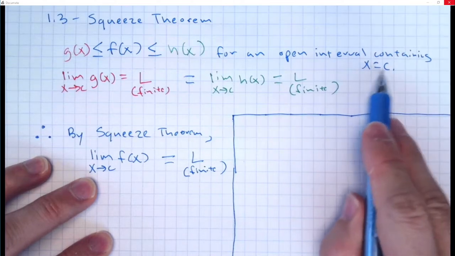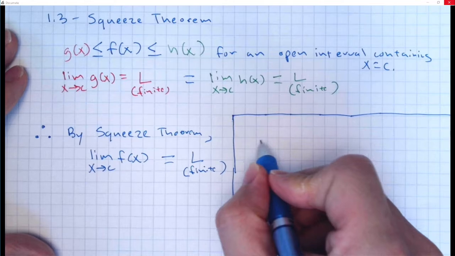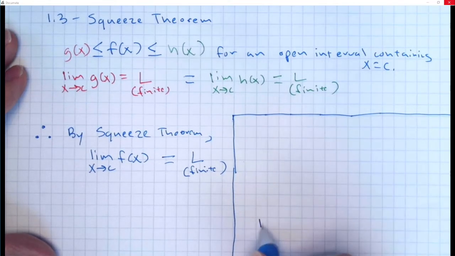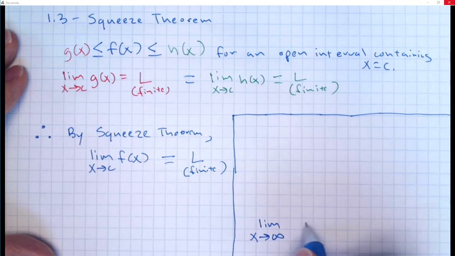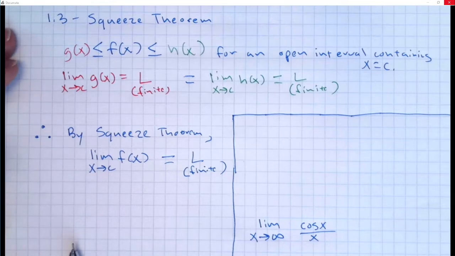And in this case, the c is not even going to be a real number. The c is going to be an infinity. Very common example. What if I wanted to take, leaving myself a strategic gap here, what if I wanted to take the limit as x goes to infinity of cosine x over x? Could just as easily be sine x over x.